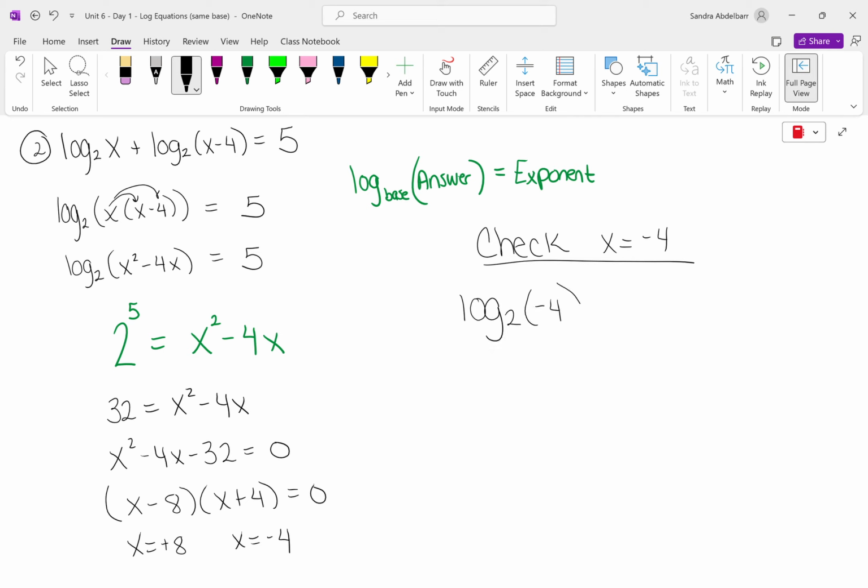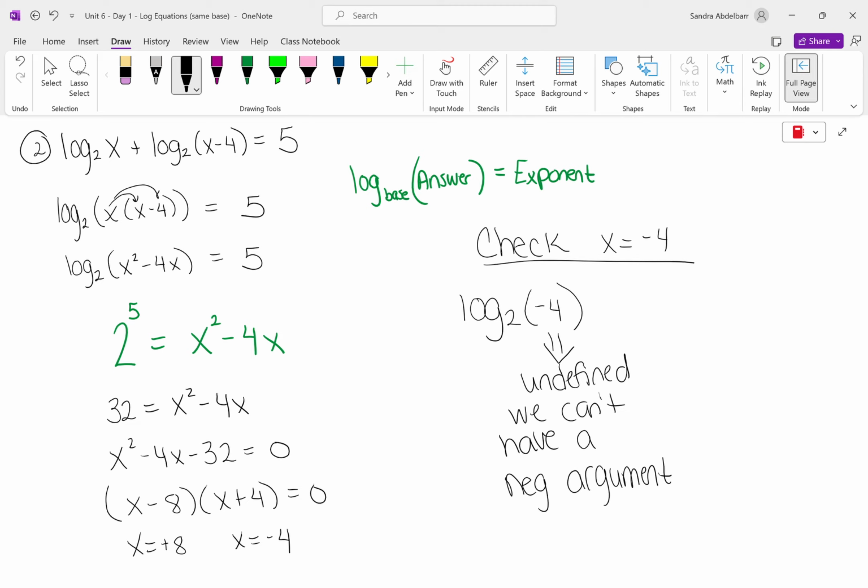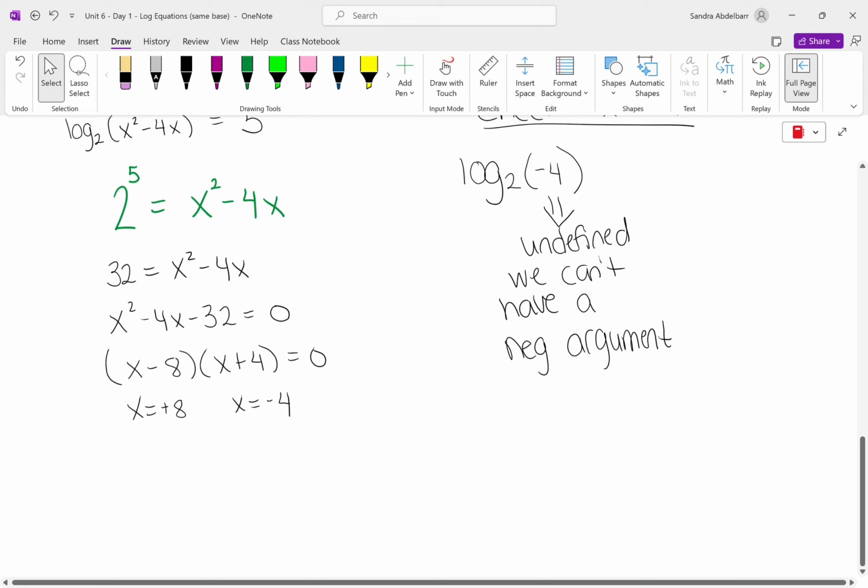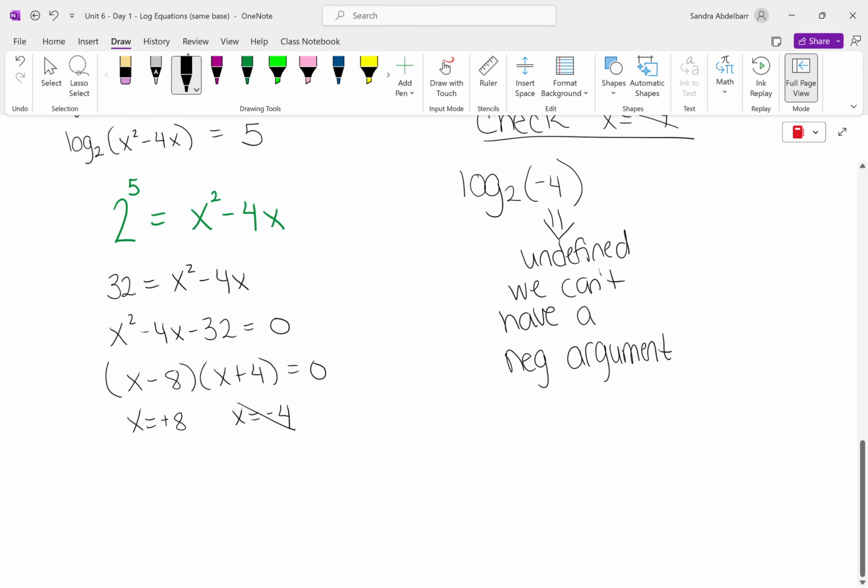So when I go to write this out, log base 2 of -4. I am stopping right there. I do not need to go any further. Why? You can't have a negative argument. This is undefined. We can't have a negative argument. So what does that mean right away? -4 is rejected.